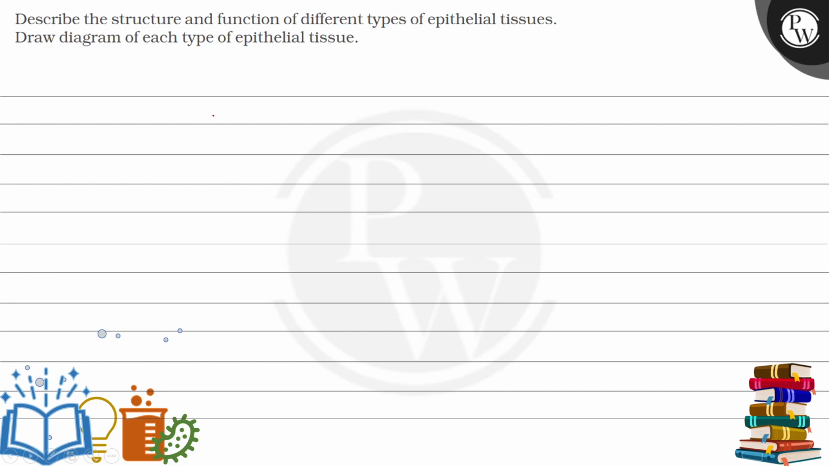Hello बच्चों, let's read this question. The question says describe the structure and function of different types of epithelial tissues. Draw a diagram of each type of epithelial tissue. So key concepts पे बात करते हैं.